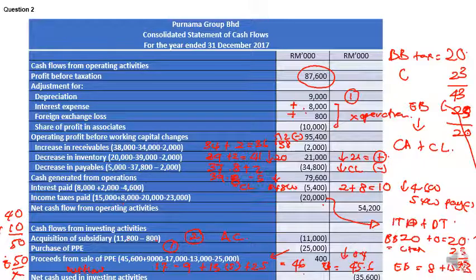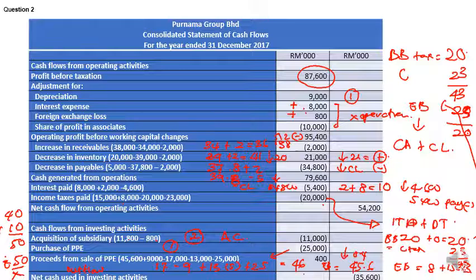Now we look at the working capital, which is the current assets and current liabilities. For current assets, we have inventory and trade receivables. For inventory, the beginning balance is 39. Since you acquired some here, you add another 2, so you're going to have 41.